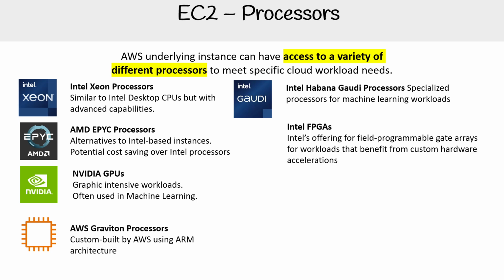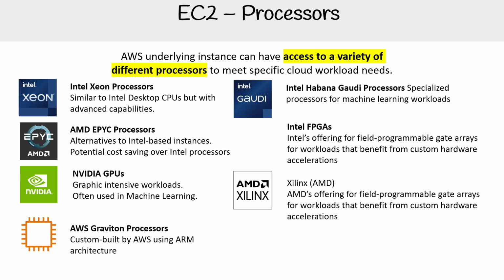You have Intel FPGA. FPGA stands for Field Programmable Gate Arrays, for workloads that benefit from custom hardware acceleration. I don't know much about this space, but it sounds like a programmable processor, which sounds very powerful. Then you have, I don't know how to pronounce it, but I'm going to try, Xilinx. Basically, this is just like Intel FPGA, but it's AMD's version of it. And I think AMD acquired this company, so there's that.